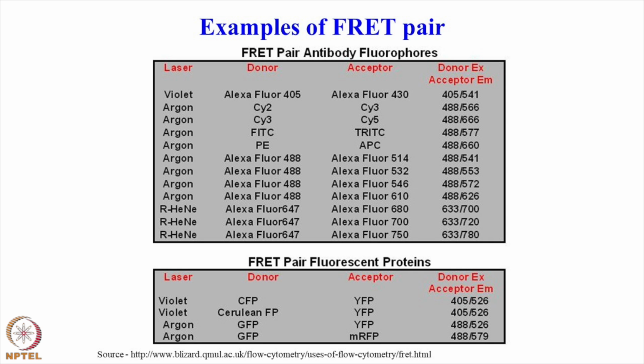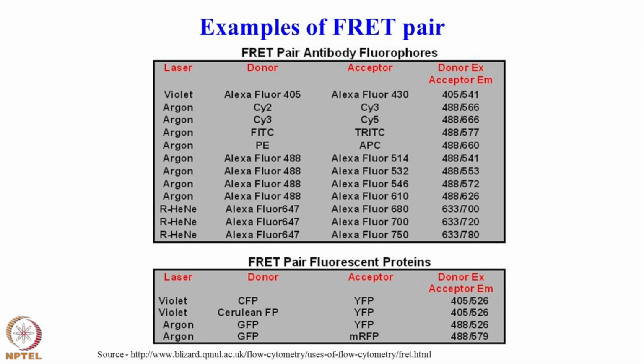It depends upon where to where you want to transfer, right. First it is small molecule based, then the protein based, as he was talking about. If you are looking at the violet color with an argon laser, the donor is Alexa Fluor 405 and the acceptor is Alexa Fluor 430. So, you excite the donor at 405, and finally you collect the acceptor emission at 531. Similarly, again with an argon laser, Cy2 is a donor and the acceptor is Cy3, with wavelengths 488 and 566. Then Cy3, Cy5 are commonly used donor acceptor pairs.